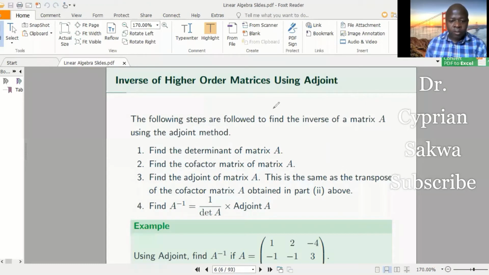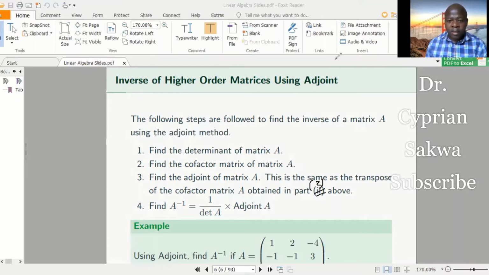So this part 2 is not this. It's part 2. So the transpose of this matrix in part 2 is the adjoint of that matrix. So once we have this adjoint, you remember that the inverse of matrix A is 1 over determinant times the adjoint of matrix A.